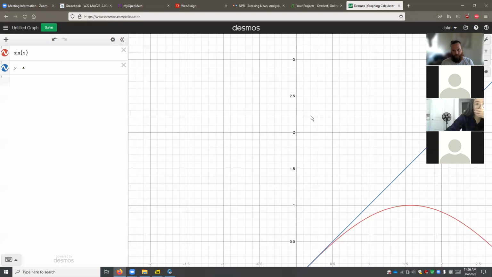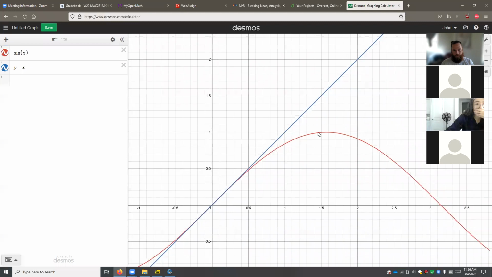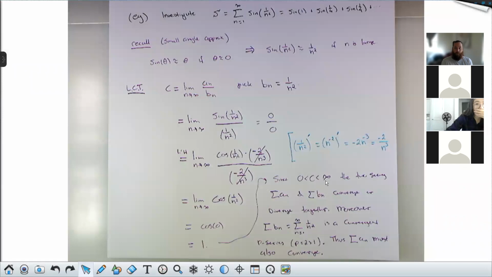So it is true that sine x, the red curve, is smaller than x, the blue, at least on this interval from 0 to pi over 2, but it's far from obvious, right? Proving that is actually quite difficult. So I would not try a DCT here because it's very hard to come up with the inequality. And remember, when you use DCT, you need to justify your inequality. You need to tell me why it's true.